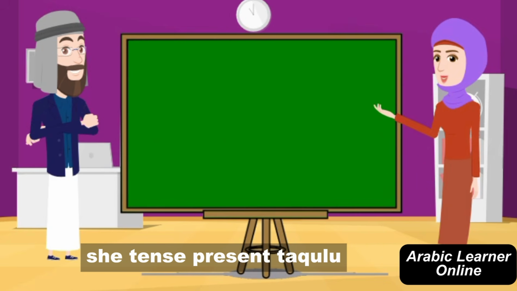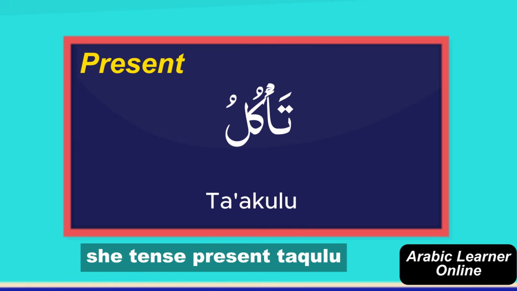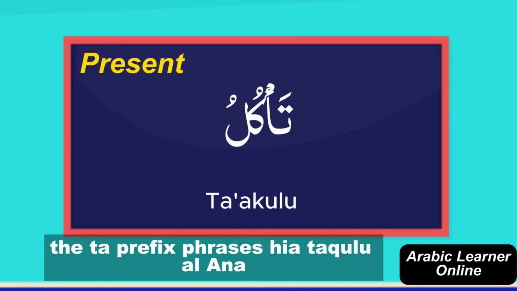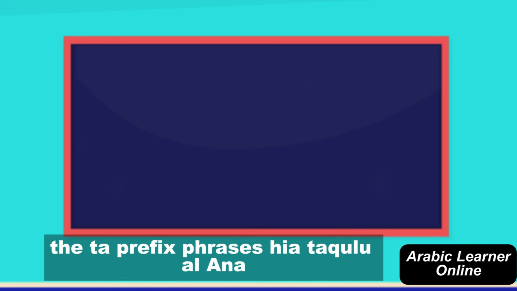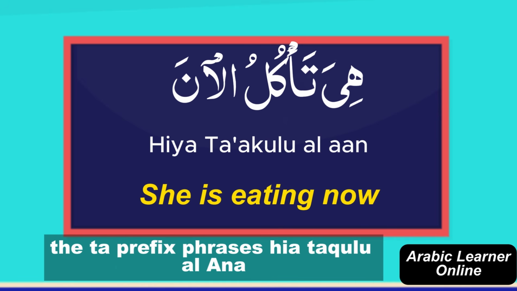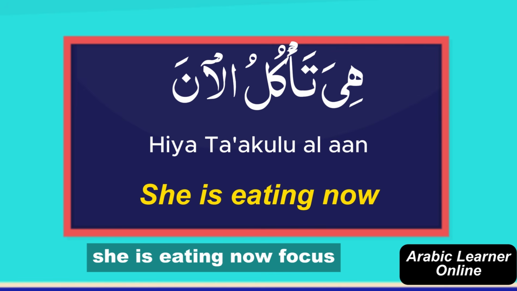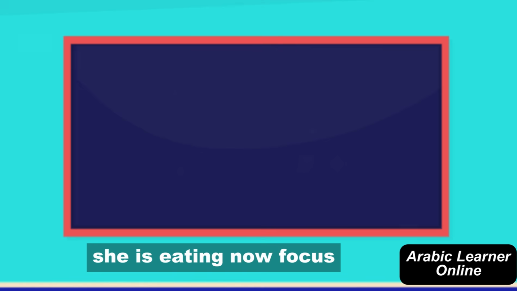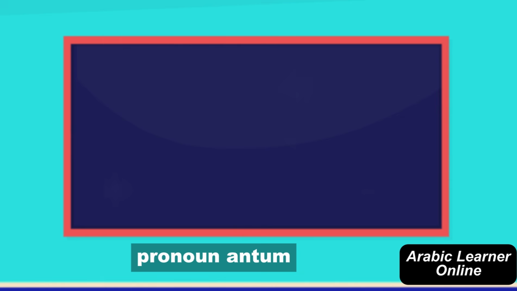Next, pronoun: hiya, she. Tense: present. Ta'kulu, the ta prefix. Phrase: hiya ta'kulu al-ana. She is eating now.